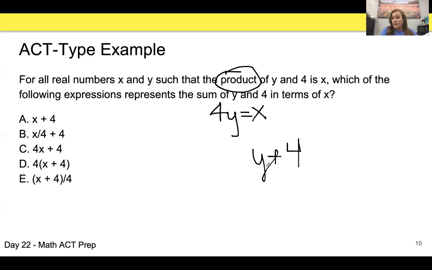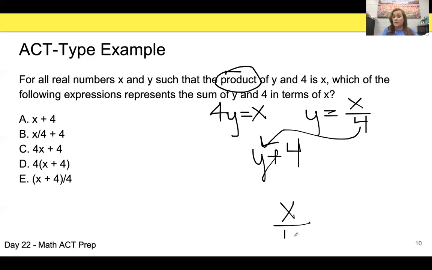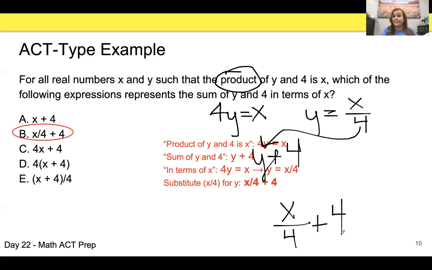How do we do that here? Well, we need to solve for y. Y is going to be equal to, divide both sides by 4, y will be equal to x divided by 4. Whatever x is, divided by 4, that's going to tell you what y is. So now I can take this and substitute it in here for y. So if we want this answer in terms of x, it's going to be whatever x is divided by 4 plus 4. And that answer is B.